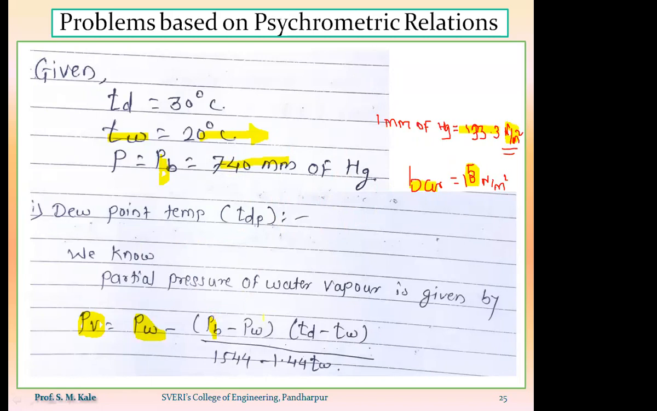Then PW we have already calculated or found out. The value of TD is known to me. Then the TW value is also known to me, 1544 minus 1.44 TW. So all the values are known to me. So by putting all those values, I will get the value of PV.